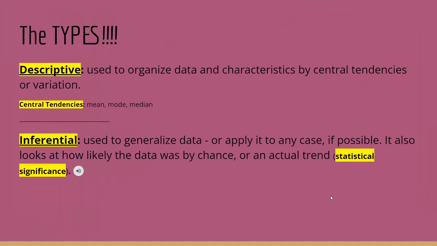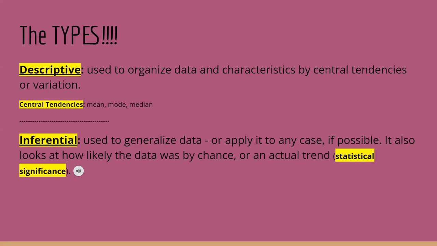Okay, well, here's two types that we're going to talk about: descriptive and inferential. Let's talk about descriptive first. This is simply just used to organize data and characteristics by central tendencies or variation. The central tendencies, what does that mean? That's just mean, median, mode. The 3 M's, that's what the central tendencies are. Variation, that includes range and standard deviation, and we're going to talk about those later on.